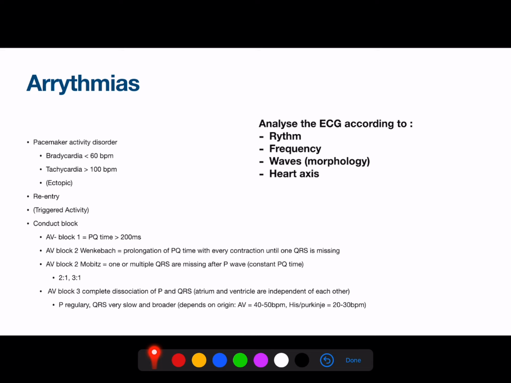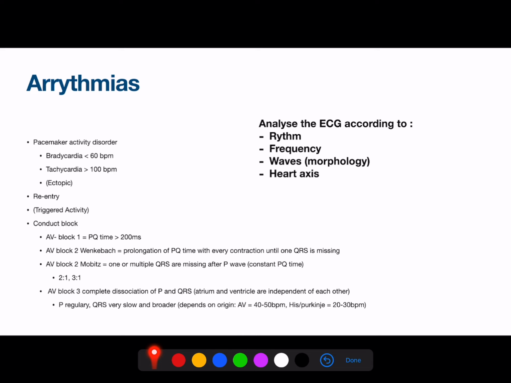In AV block third degree, we have the complete dissociation of P and QRS. That means the atrium and the ventricle are contracting completely independent of each other. This is due to the fact that the AV node doesn't conduct any action potentials coming from the atrium. So we have the P waves, which are regular. We see these on the ECG. And the QRS complex, which is also there, but the AV block is not conducting and not doing anything.